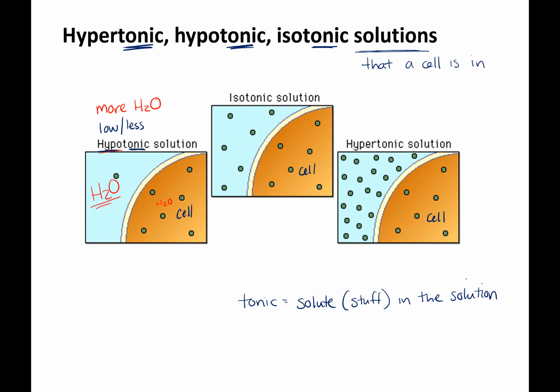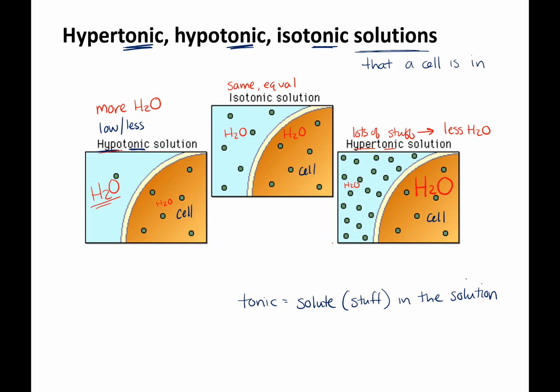Just the opposite with a hypertonic. This means lots of tonic stuff, which means that there's less room for water. So a hypertonic solution has a lot of stuff outside, and there's not as much water, so there's more water inside the cell. And isotonic means same or equal, and that means that there's the same amount of stuff on both sides and there's the same amount of water on both sides.